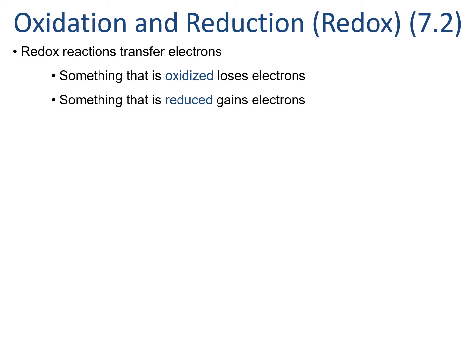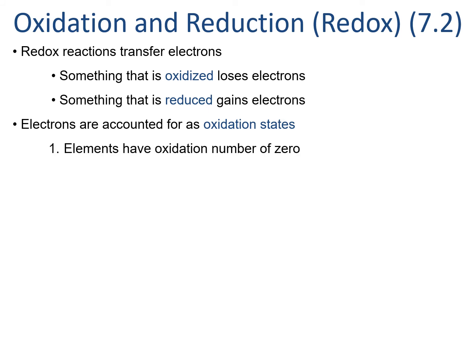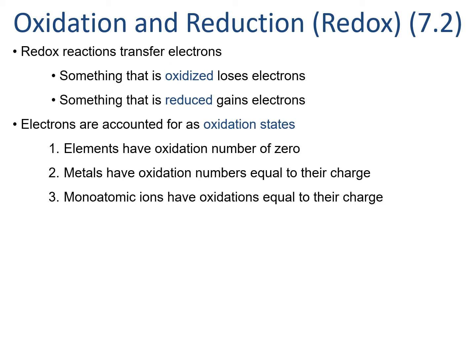Of course, we need to be able to tell where those electrons are, which we do by assigning oxidation states. Our baseline for assigning oxidation states is the elements. Anything in its elemental state is considered to have an oxidation state of 0. Metals and other monoatomic ions have oxidation states equal to their charge. So an iron 2 with a +2 charge has a +2 oxidation state. A chloride, which has a -1 charge, has a -1 oxidation state.